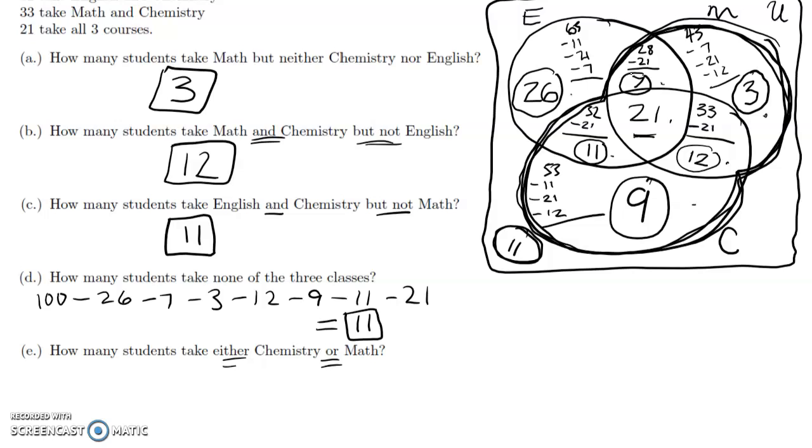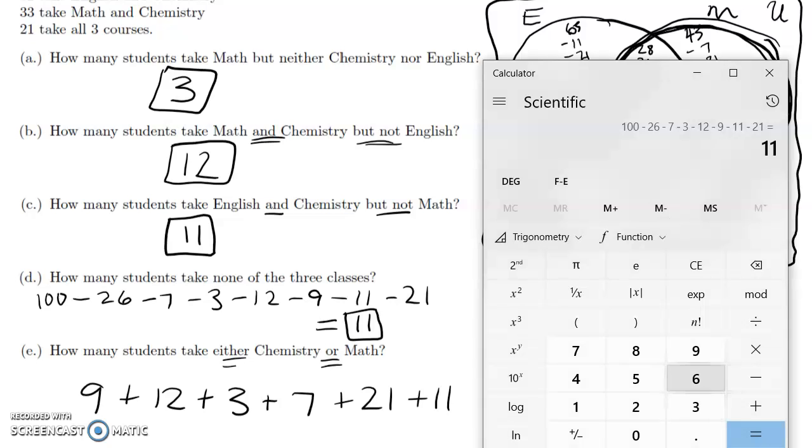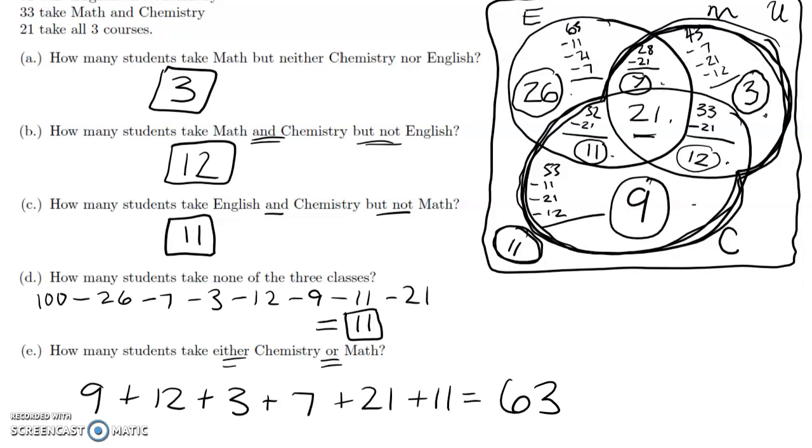So that would be the 9, the 12, the 3, the 7, the 21, and the 11. So we take either chemistry or math. So we've got 9, 12, 3, 7, 21, and 11. There's 63 people. So this would be 63 people in the joining of those two circles.